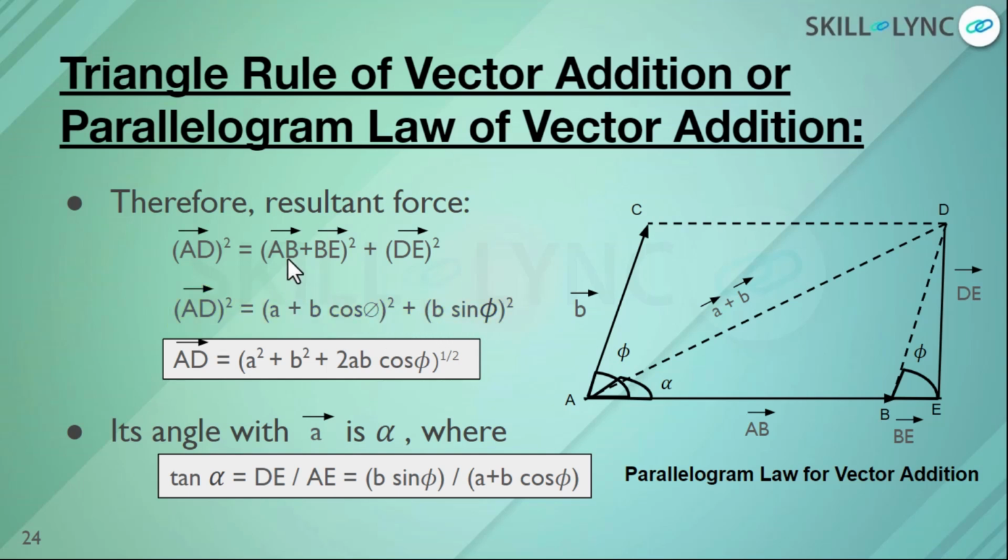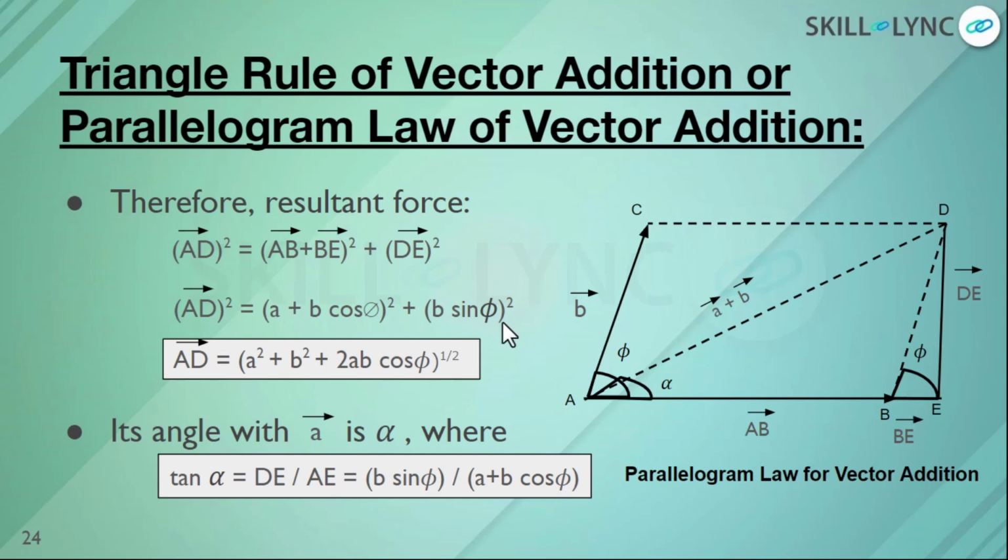Let's get into this. Vector AB can be written as vector A. Similarly, here is vector BE. If this is angle phi, this is also angle phi, and vector B, therefore, by using trigonometry, can be written as B cos phi.